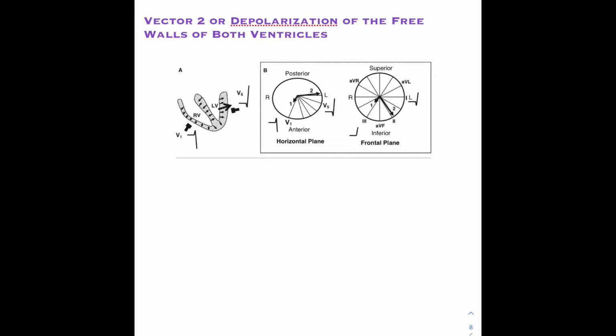Okay, now that we have done the formation of vector 1 that represents the depolarization vector of the middle side of the left ventricular septum, now it's time to study how vector 2 is formed. Now, first of all, what is vector 2 representing? It's going to represent the major part of the ventricles, and it also represents the leftover of the septum.